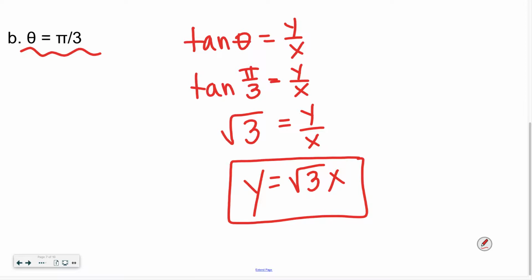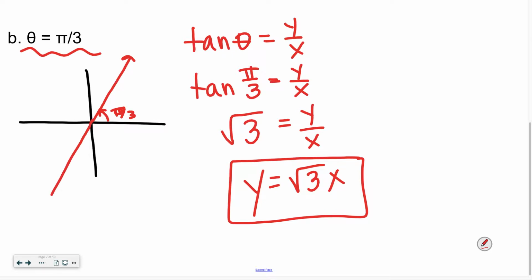Here we have our set of axes. Theta is always pi over 3. So our angle is always pi over 3. This is what that would look like. A line that goes through the origin is always going to be like theta equals whatever. Theta equals pi over 3, theta equals pi over 4.